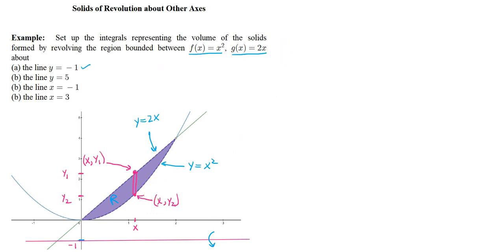Now we just follow our standard formula. Outer radius squared minus inner radius squared, and we integrate with respect to the axis of rotation. So for part A, our volume.